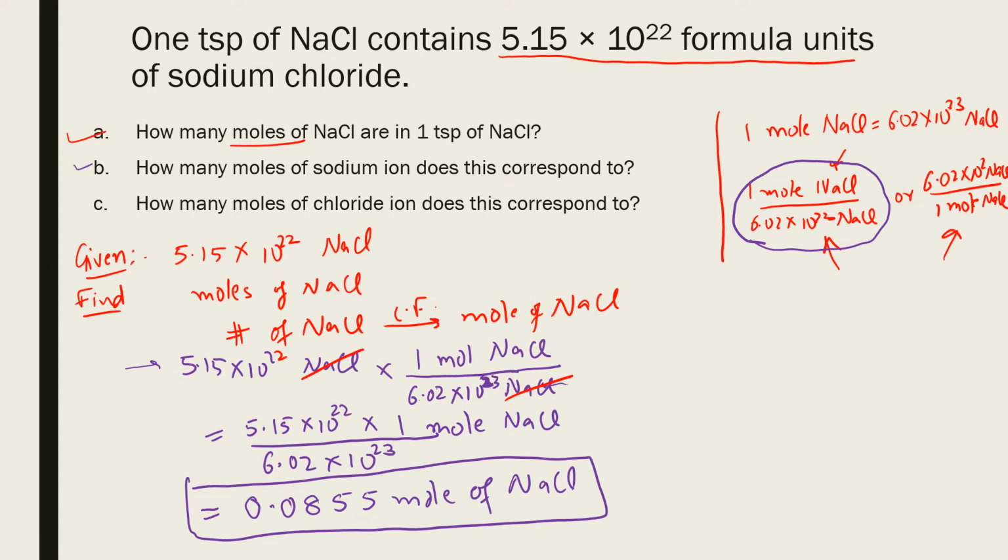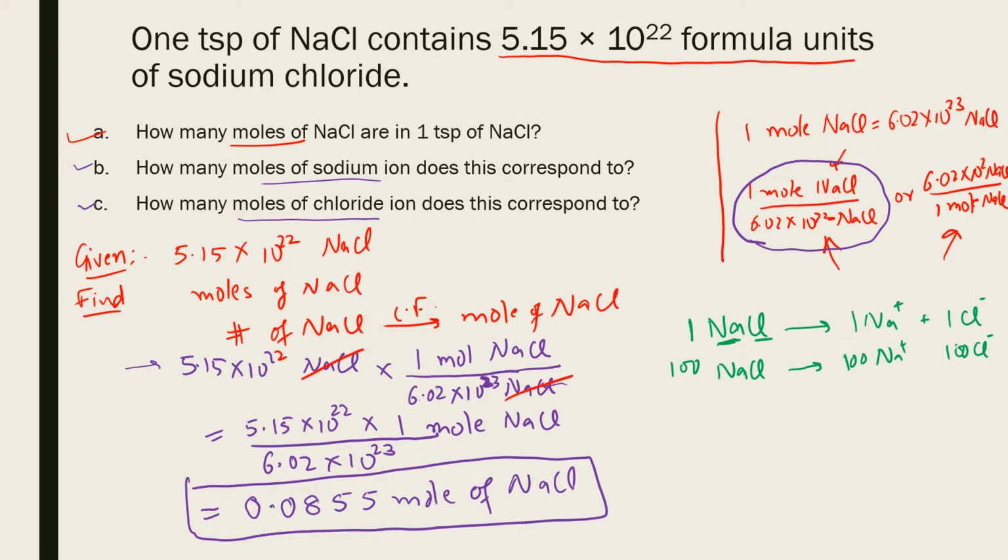Now in parts B and C, we want to find out how many moles of sodium ions this corresponds to and how many moles of chloride ions this corresponds to. This is a qualitative kind of approach. Let me explain. In one NaCl, if we think about it, there is one sodium ion and one Cl ion, because that's what it is. So if we have 100 NaCl units, 100 NaCl will have 100 Na ions and 100 Cl ions, right?